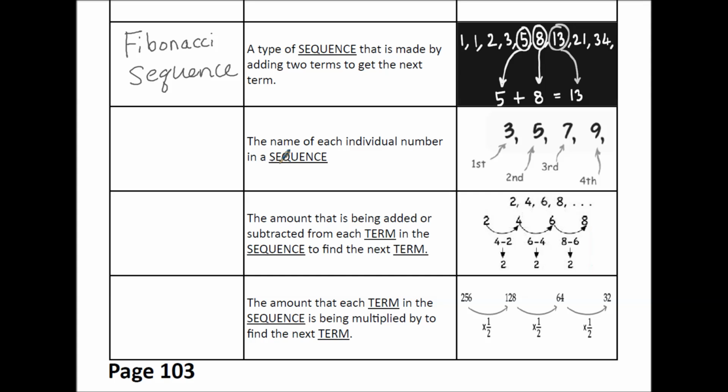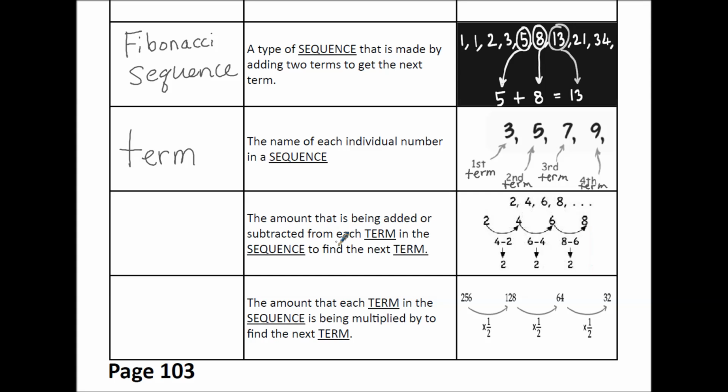The name of each individual number in a sequence. So 3 is the first number or the first term of that sequence. The second number or second term is 5. 7 is the third term of that sequence, and 9 would be the fourth term of that sequence. So term is the word used to refer to each number in a sequence.